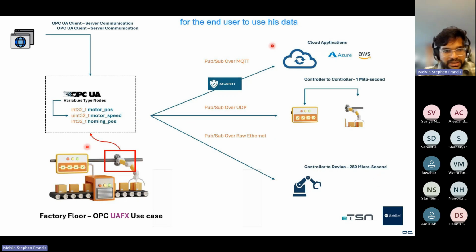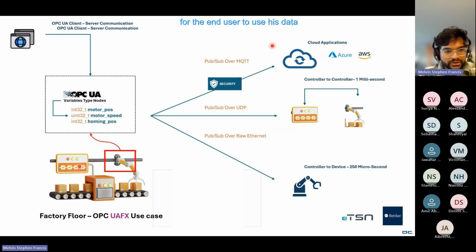And for other purposes, like where you want to talk to two controllers, imagine this particular controller tells the robot to pick the defective boxes and allow the good boxes to pass through. So they need to talk with each other. For this, we could use PubSub over UDP, and the cycle time can be 1 millisecond. Again, instead of using PubSub over raw Ethernet, we could go for PubSub over UDP.